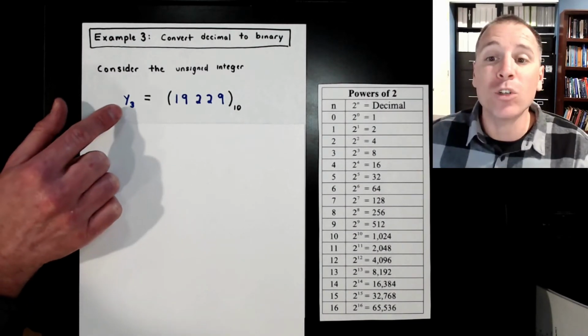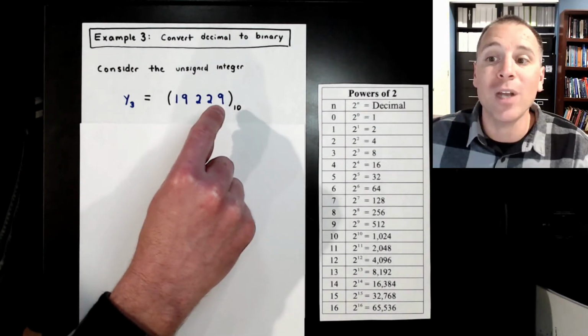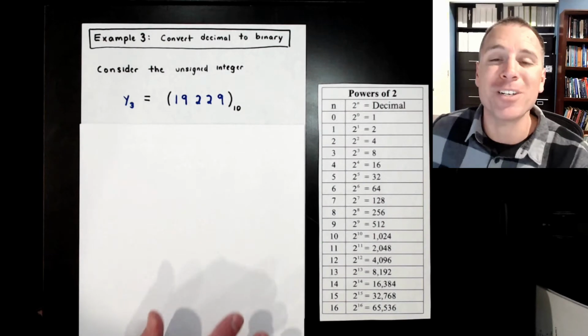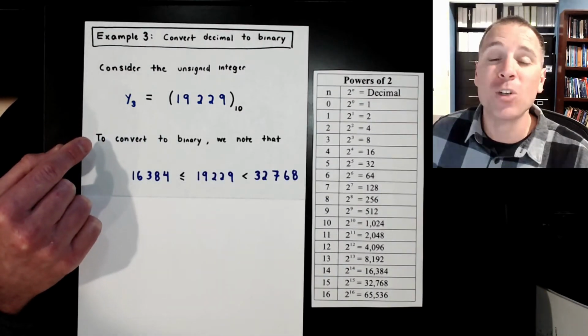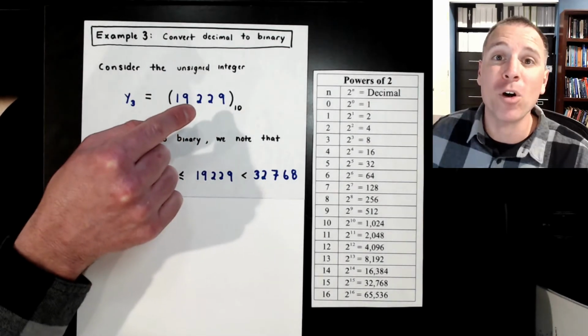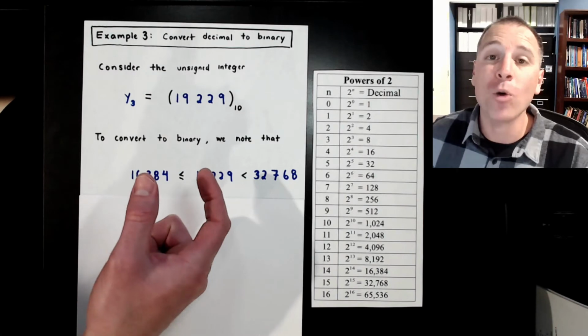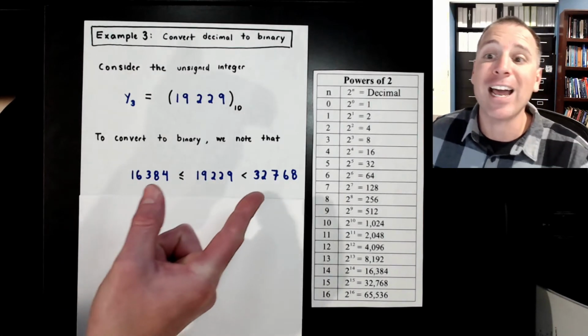From that standpoint, we'll start with the unsigned decimal integer 19229, that's in base 10 representation. And then we'll ask ourselves a famous question, how many bits are necessary to encode that number? Remember, that's identical to asking the question, what are powers of 2 to the left and right of that number?